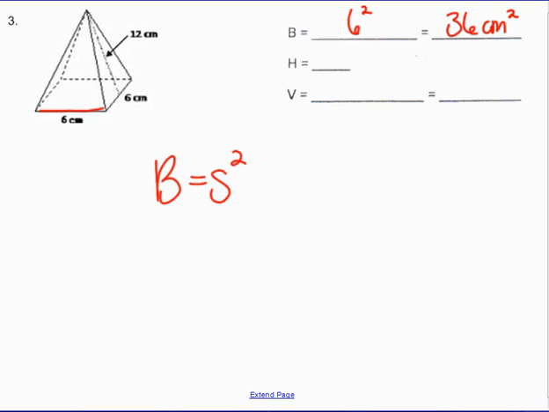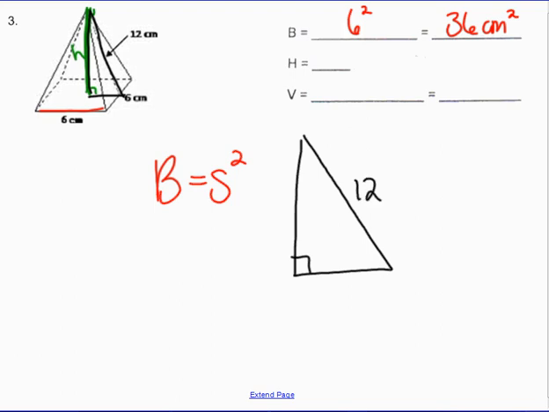Oh, okay, 12. No, it's not 12. That's the slant height, not the actual height. So you have to draw in your own h. And whenever you don't know a length, you always want to look for right triangles. Okay, so what I like to do is redraw the right triangle.